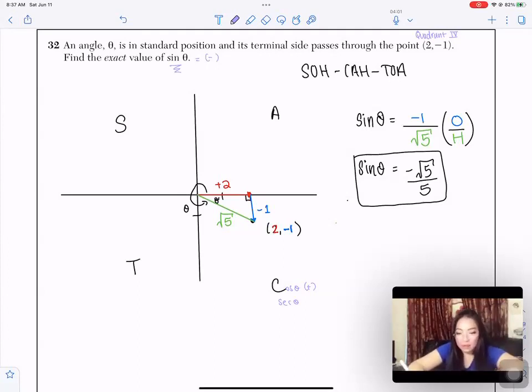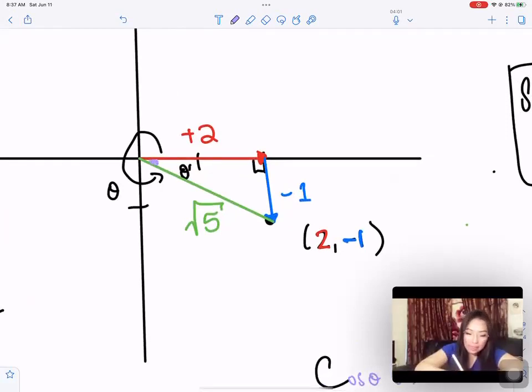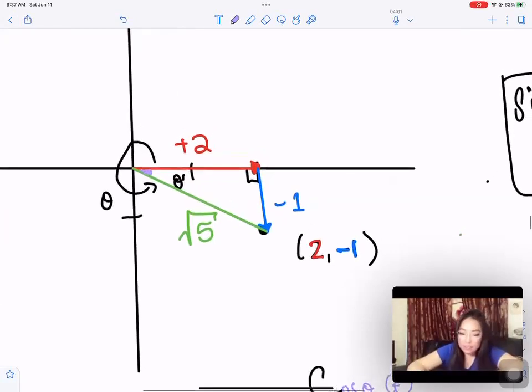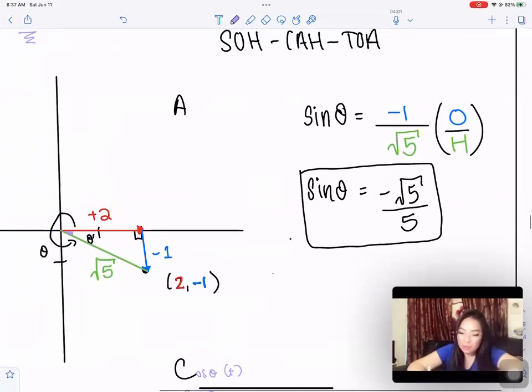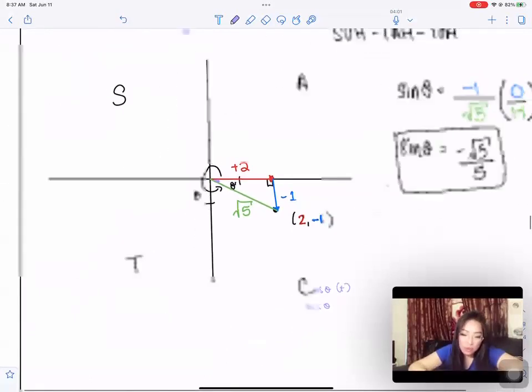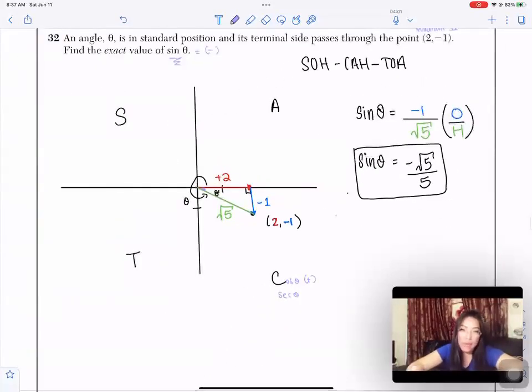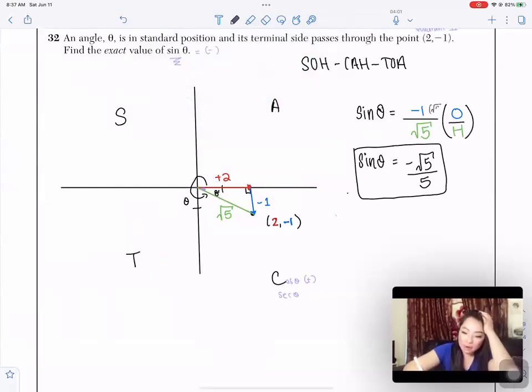Sine is opposite over hypotenuse. So you're going to draw an angle with respect to the x-axis, and that's your reference angle. And it's going to be opposite, which is -1. And the hypotenuse is radical 5, because of the Pythagorean theorem, which I know you all know how to do because you passed geometry, so you don't have to show that. And it's negative radical 5 over 5. Well, it's -1 over radical 5, but remember to rationalize this by multiplying top and bottom by radical 5.